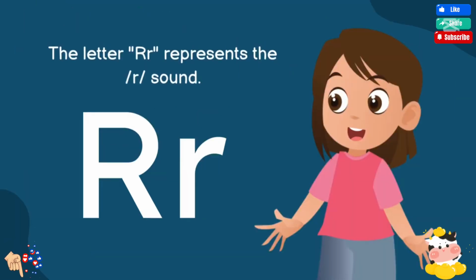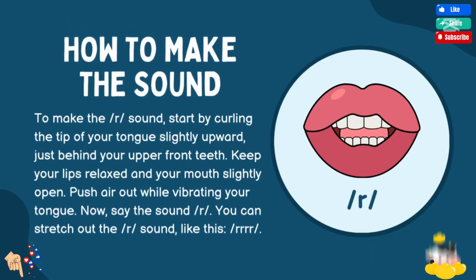The letter R represents the R sound. How to make the sound. To make the R sound, start by curling the tip of your tongue slightly upward, just behind your upper front teeth. Keep your lips relaxed and your mouth slightly open. Push air out while vibrating your tongue.